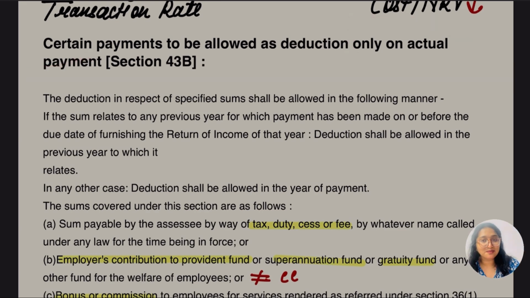We were talking about this in the last section, section 36. We have read that it is going to be allowed on the basis of actual payment. There were some cases which we have already covered in section 36, that you are only going to get the deduction subject to section 43B. Now we are going to read what this section 43B is all about.